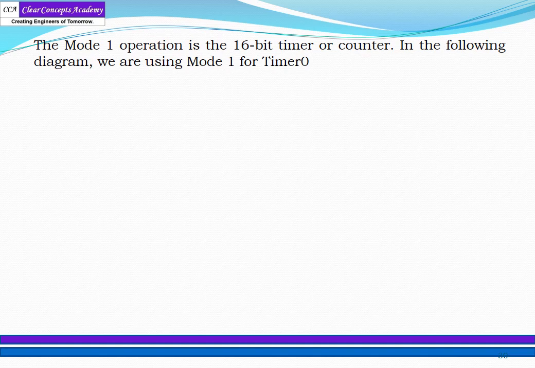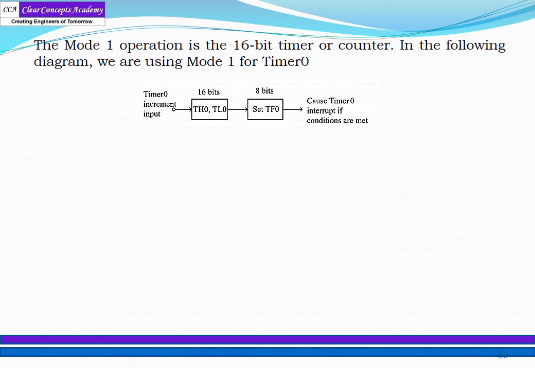Now timer mode 1. Mode 1 operation is a 16-bit timer or counter. In the following diagram, we are using mode 1 for timer 0. This is timer 0, and it uses both TL0 and TH0 to make a 16-bit timer. When it overflows, the TF0 flag is set and it will give the interrupt signal.